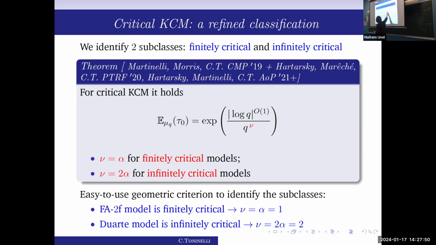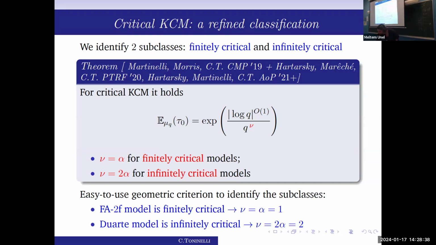What changes here is the exponent in this exponential. For a subclass of models that we call finitely critical, this exponent is the same as for the bootstrap. For another class of models, this exponent is double the one of the bootstrap. The reason is that for those that have the same exponent, the motion of these big droplets, with a size which depends on Q, is similar to the one of FA1F. For the others, like the Duarte model, this motion is instead East-like, so it will require overcoming a logarithmic energy barrier. The logarithm is in the distance to the next empty droplet, and so it brings a 1/q in the exponent, hence the doubling of the exponent.